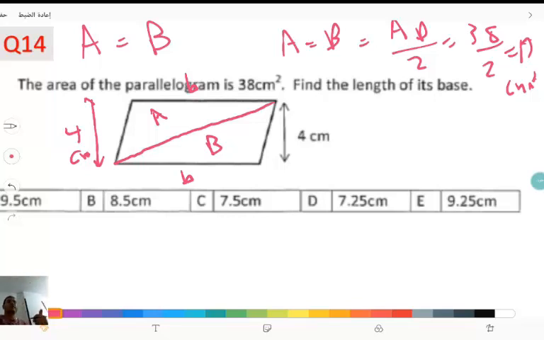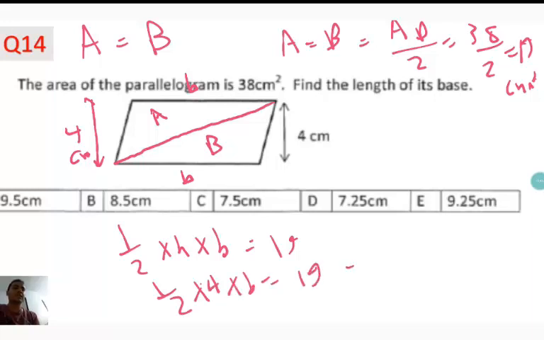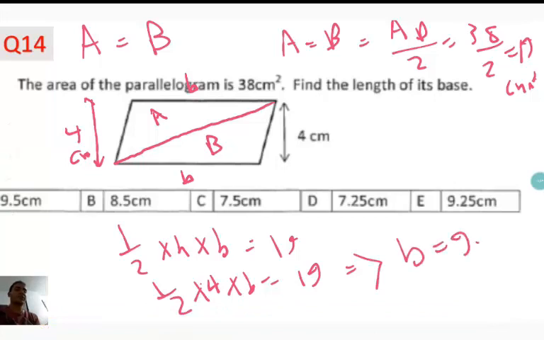Using the rule of the area of a triangle, half times height times base, to find the base. Half times height times base equals 19. That means half times the height, which is 4, times the base equals 19. From this equation, the base equals 9.5 centimeters. That's it.